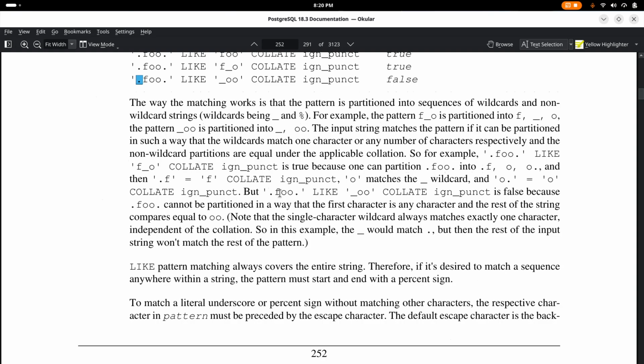Collate ignore punctuation. But '.foo.' LIKE '_oo' with collate ignore punctuation is false, because '.foo.' can be partitioned in a way that the first character is any character and the rest of the string compares equal to 'oo'. Note that the single character wildcard always matches exactly one character, independent of the collation. So in this example, the underscore would match the dot, but then the rest of the input string won't match the rest of the pattern.